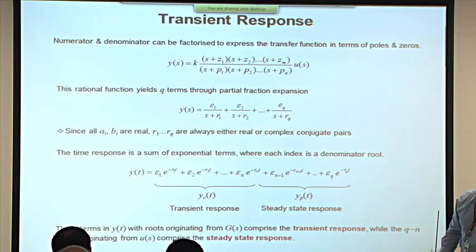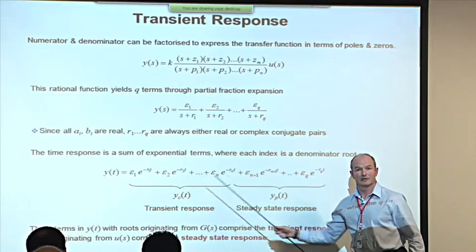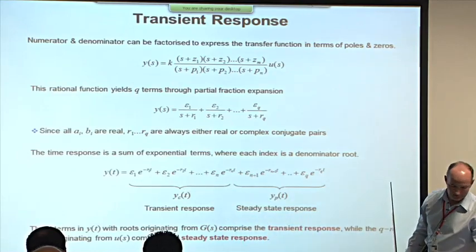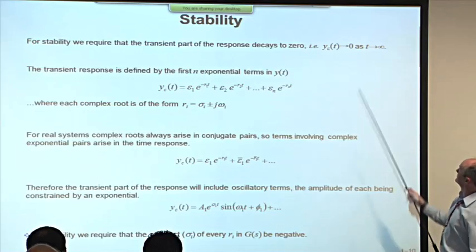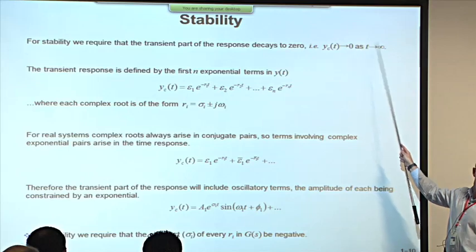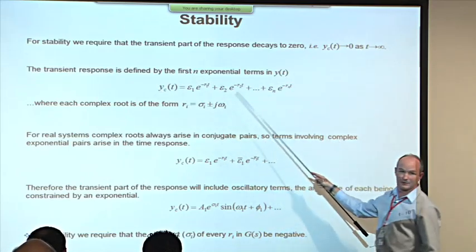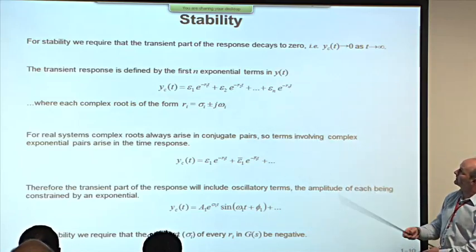Now for stable systems, we would like this transient response, this part of the response, to decay to zero as time becomes infinite. That's what a stable system actually is. y_c(t) tends towards zero as time tends towards infinity. Here's the y_c(t). It's just the first n exponential terms in the response.